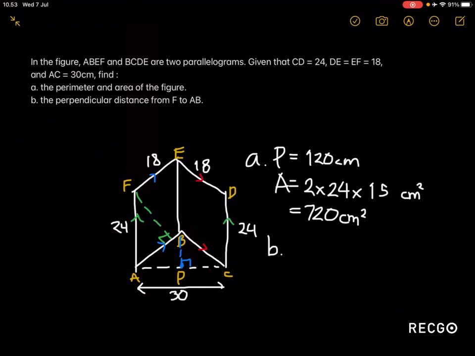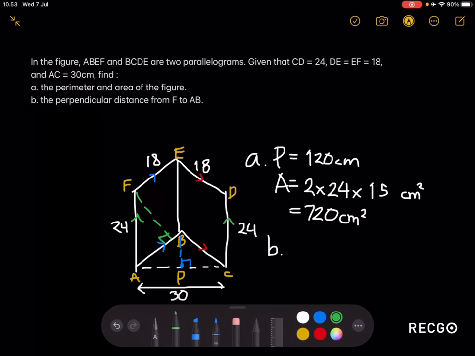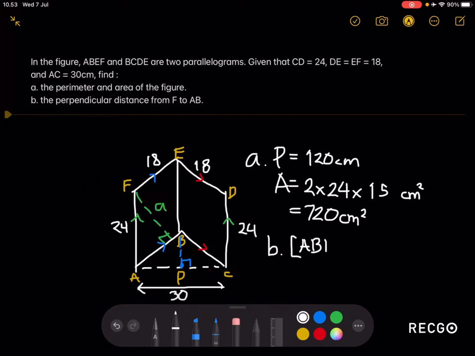And finally, for part B, let's just suppose our perpendicular distance right here be A. And notice that we can relate an equation in terms of A relating to the area of the parallelogram ABEF. So let me just write that right here. We can calculate the area of ABEF in two ways. By taking AF as our base and AP as our height. So that will be 24 times 15.